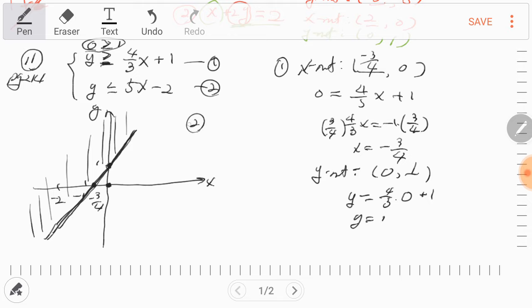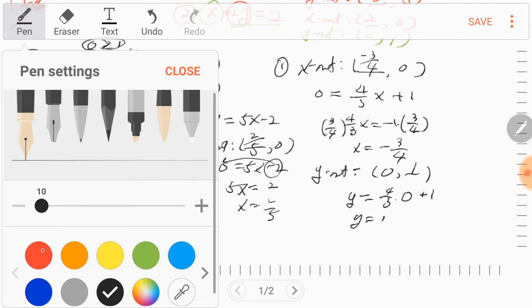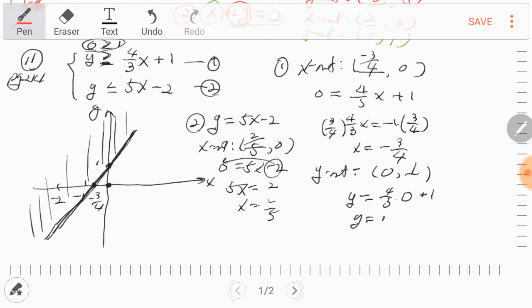The second inequality: write the equation for the second inequality, y equals 5x minus 2. Then the x-intercept: set the y value to 0, then 0 equals 5x minus 2, then 5x equals 2. Move -2 to the other side, then +2, and divide by 5, so 2/5. So 2/5 is the x-intercept. Let's use a different color. So the x-intercept is 2/5.